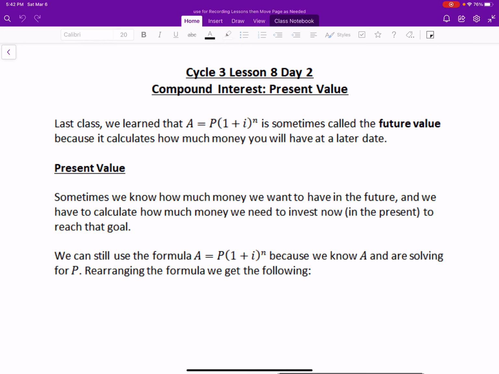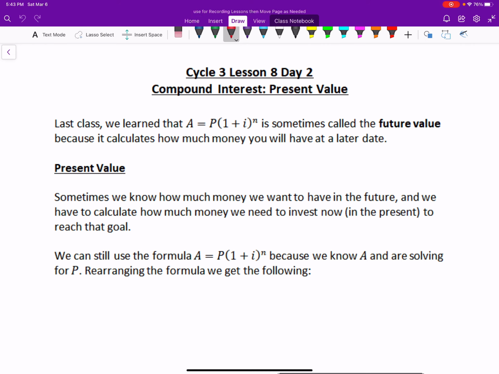This is the second lesson on financial applications. Last lesson we looked at simple interest and compound interest. Today's lesson is something called present value, which is really just a rearrangement of the compound interest formula.